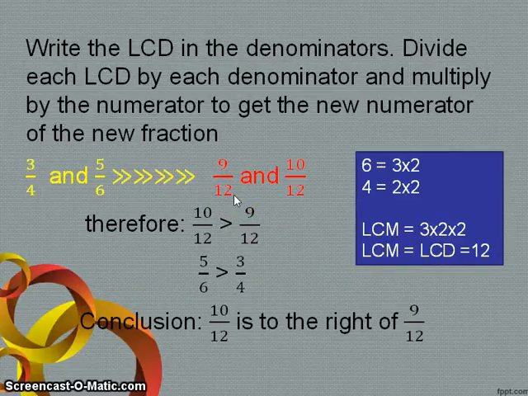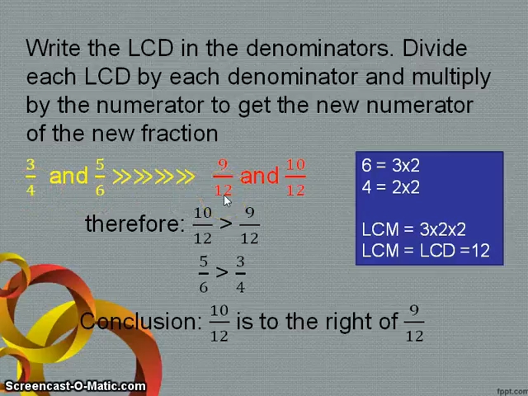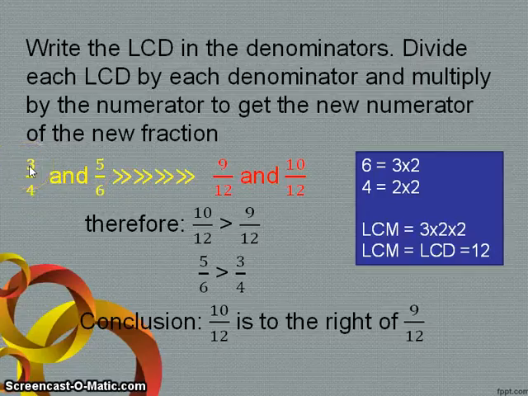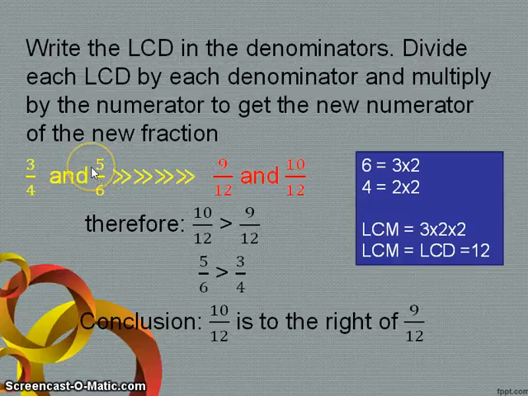Then to get our new numerator, we have to divide the old denominator into our new denominator. So 12 divided by 4 is 3. Then multiply by the numerator, then we get the new numerator as 9. To get the new numerator here, 12 divided by 6 is 2. Then multiply by 5, that is 10. So now we have here similar fractions.